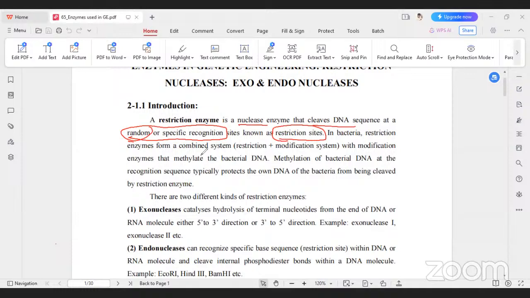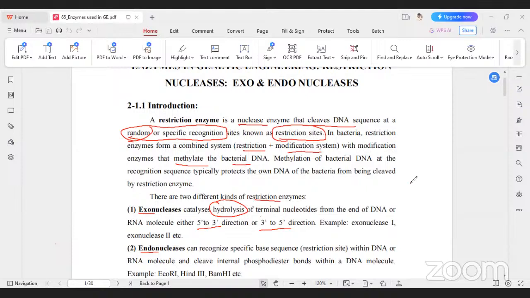In bacteria, restriction enzymes form a combined restriction and modification system. The modification system enzyme methylates bacterial DNA, I will explain the methylation process later. There are two kinds of restriction enzymes. One is exo, another one is endo. First, let's see the exo. Exo catalyzes the hydrolysis of the terminal nucleotide from DNA or RNA molecules, in the 5' to 3' direction or the 3' to 5' direction.